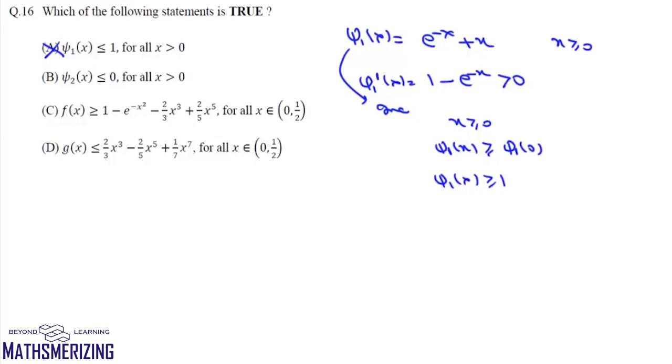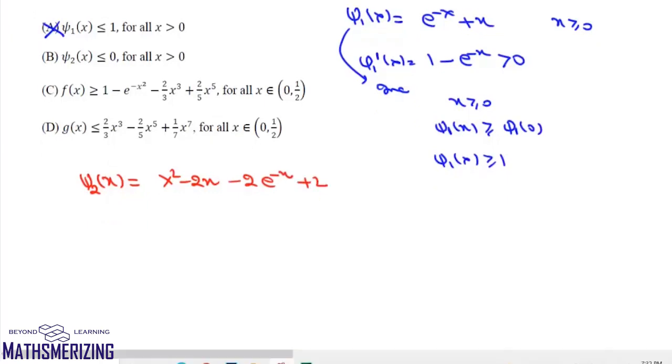Now if we look at ψ2(x), ψ2(x) is x square minus 2x minus 2 e to the power minus x plus 2. Now if we differentiate this function, we can write ψ2'(x) as 2x minus 1 plus 2 e to the power minus x. Now when x is greater than 1, it is always greater than 0.